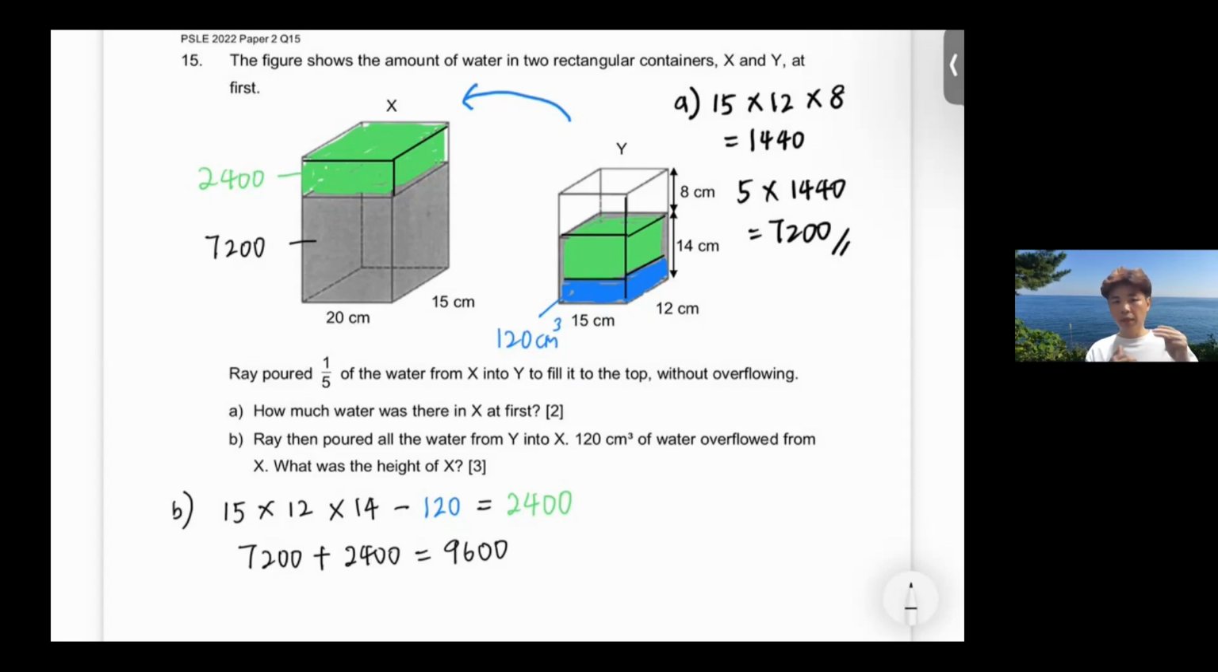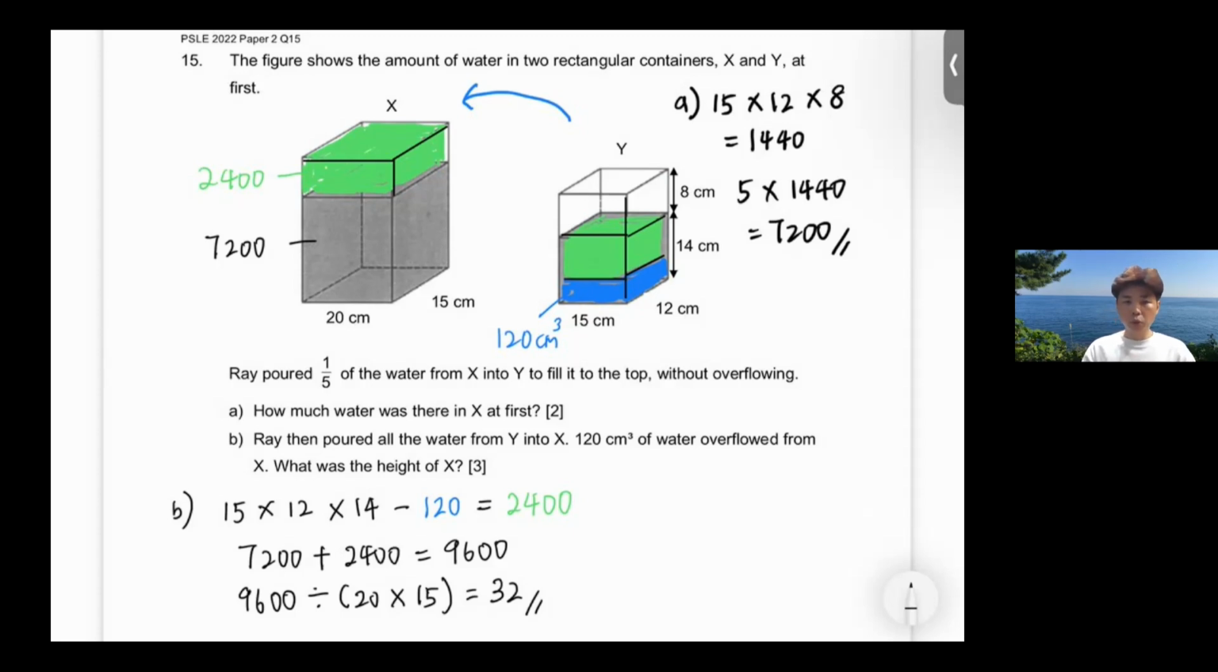And because they want to find the height of container X, take note that we are not finding the height of the water in container X. We are finding the height of container X. So we're going to take the capacity of container X, and that's 9,600, divide by its base area. And the base area can be found by taking 20 times 15. So let me write that down in an equation. So the height of container X is 32 centimeters.